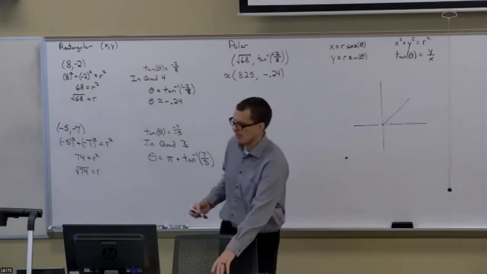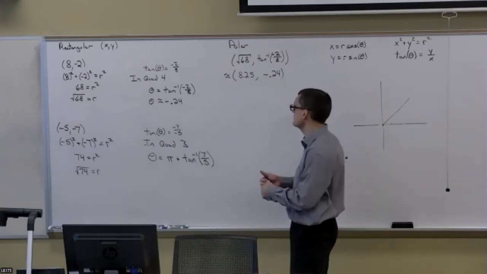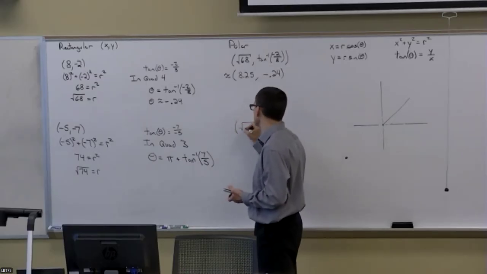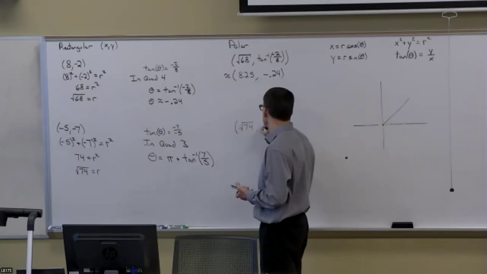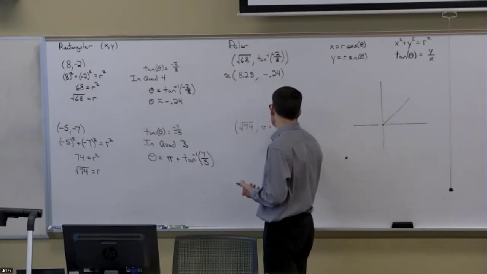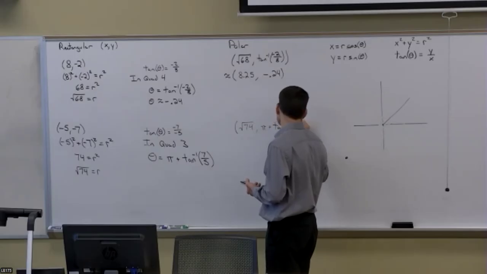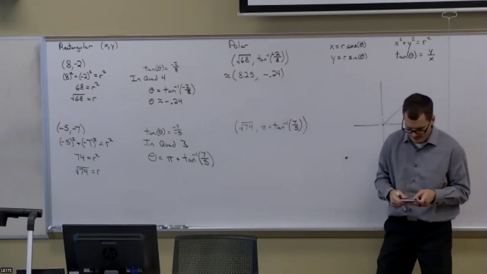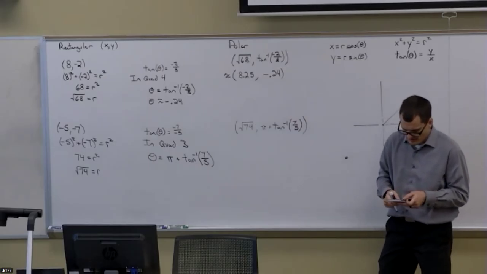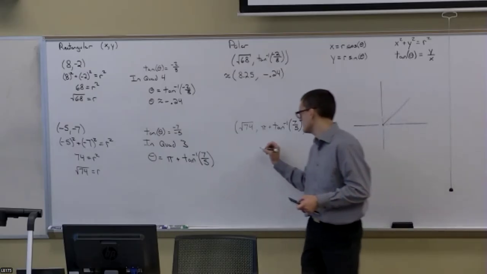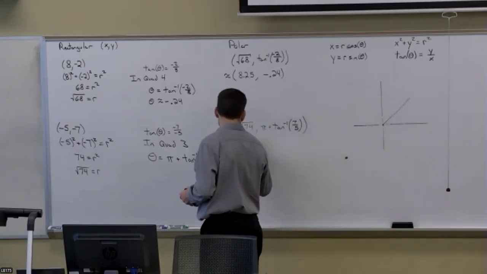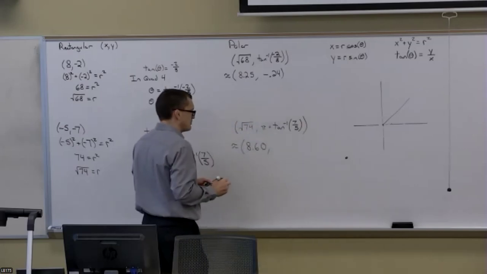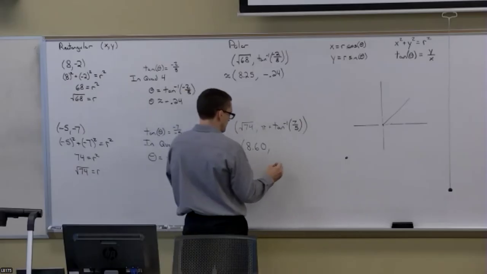And then I'll give the approximate values here. I guess since I did exact, I'll do exact too. Exact would be √74, comma, pi plus inverse tangent of 7/5. That would be the exact value. Square root of 74 is about 8.60. Pi plus inverse tangent of 7/5 is 4.09.